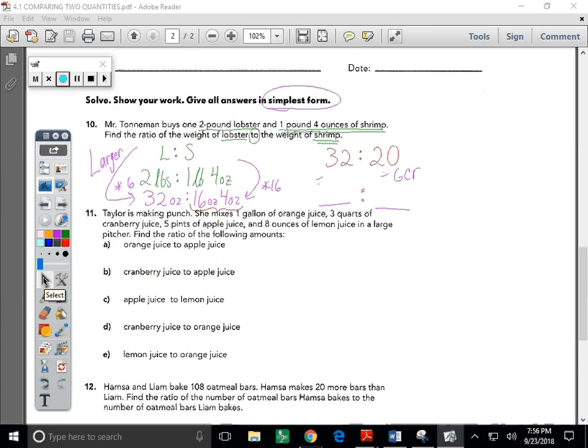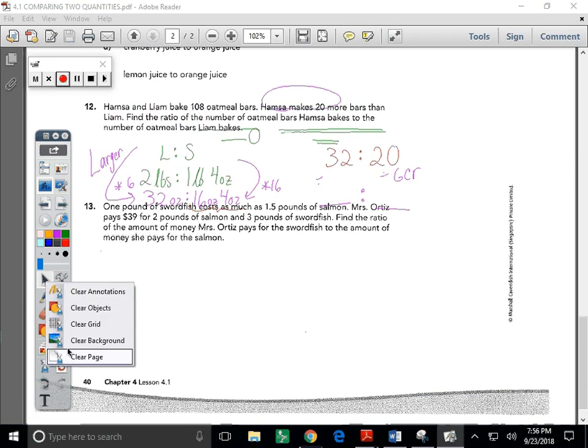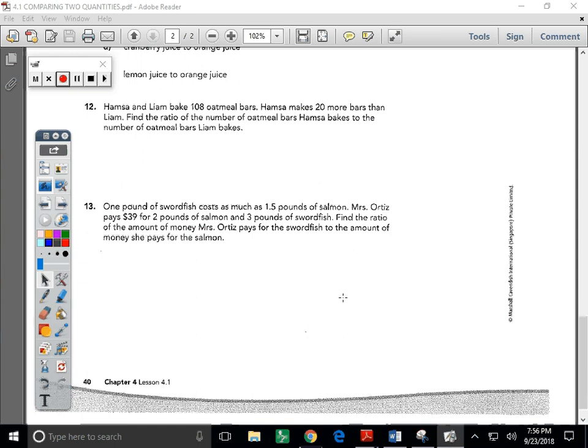Next, we'll take a look at some oatmeal bars, which sounds really yummy at this point of the day. Number 12 talks about Hamza and Liam. They are baking 108 oatmeal bars. That sounds like a total. That sounds to me to be kind of important. I'm going to stop right now, underline it, and write a capital T above it. That's how I show that I found something that represents the total.